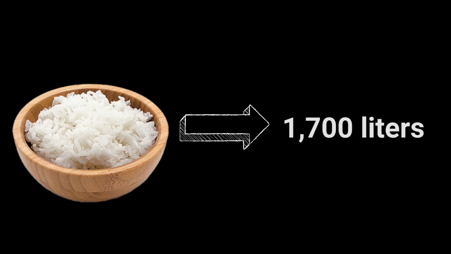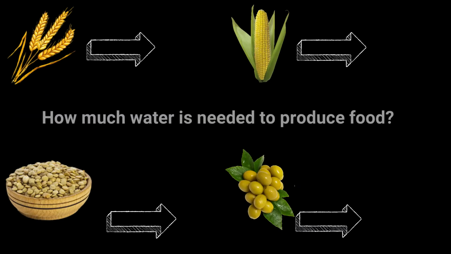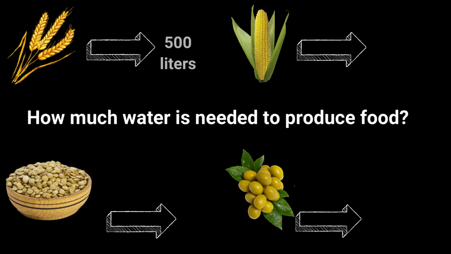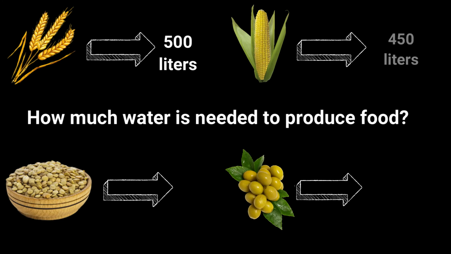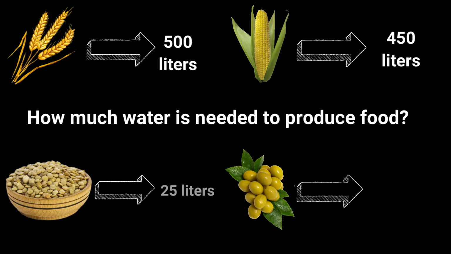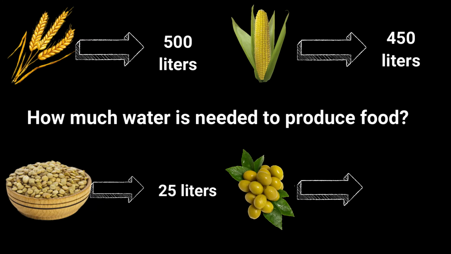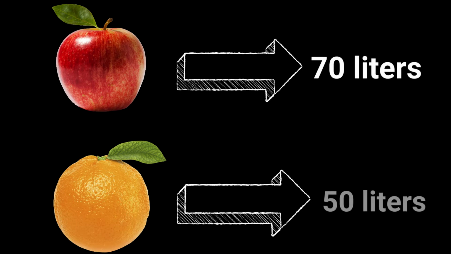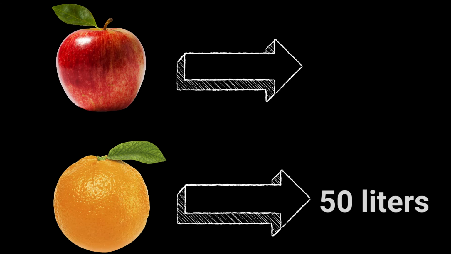Regarding legumes and cereals, rice is the one that consumes the most water, 1,700 liters per half kilo. To produce half a kilo of wheat, 500 liters of water are required. For half a kilo of corn, 450 liters. And for half a kilo of lentils, 25 liters. Some olives, like the ones you get at a bar, need 250 liters of water. For a single apple, 70 liters of water are required, and in the case of an orange, 50 liters.